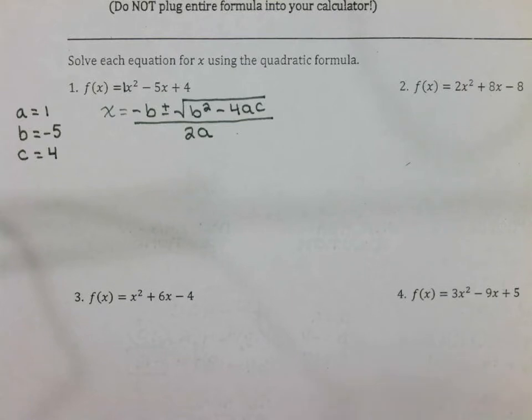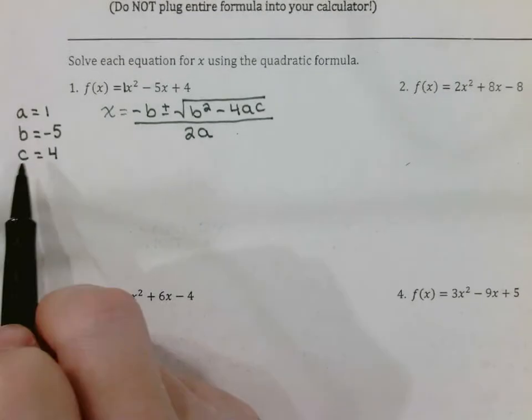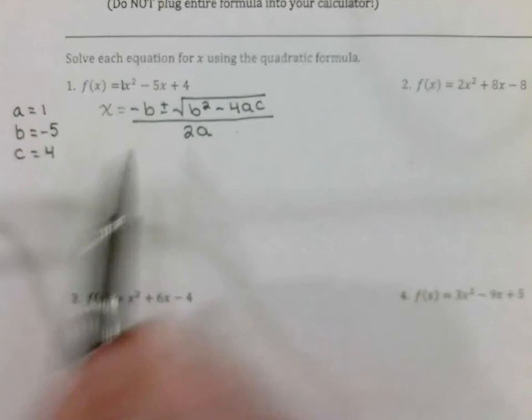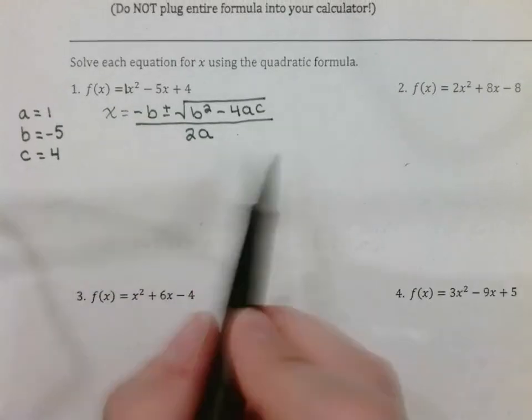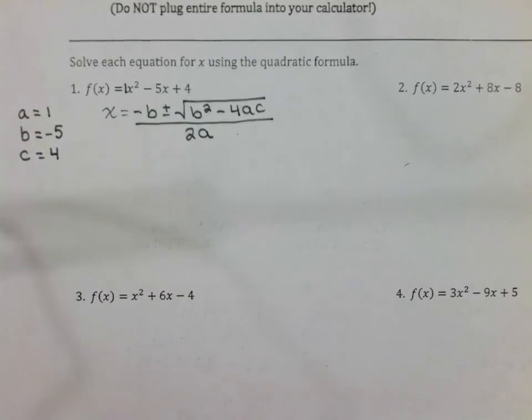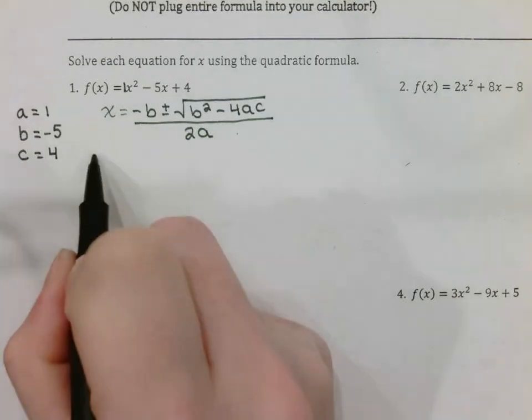Once you get good at these, you don't have to rewrite this every time. You can just go ahead and start plugging in your values, because that's what I'm going to do next. I'm going to take these values of A, B, and C, and plug them right into my formula. Everywhere I see an A here, I'm going to substitute in a 1. Everywhere I see a B, I'll substitute in a -5. And everywhere I see a C, I'll substitute in a 4. So I'm going to do that now.